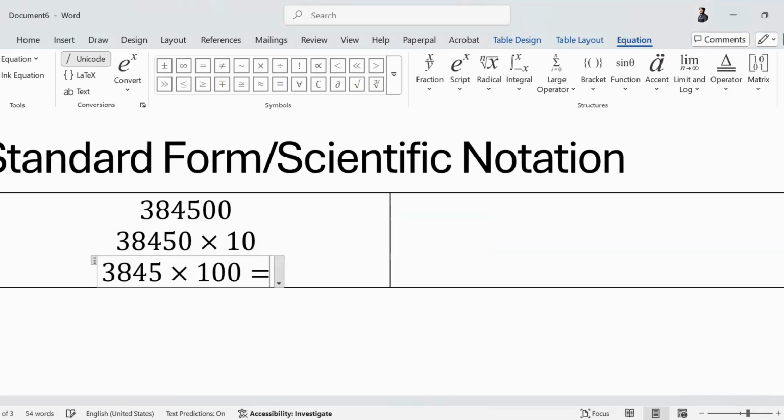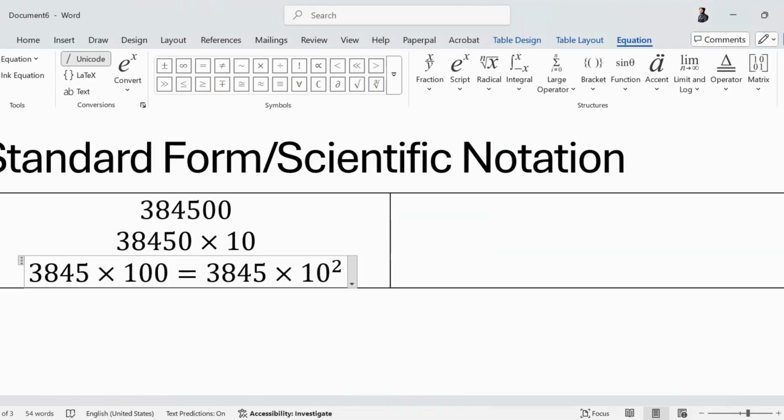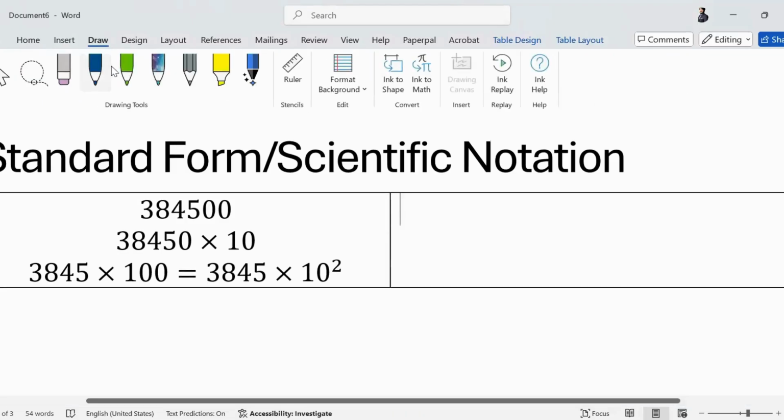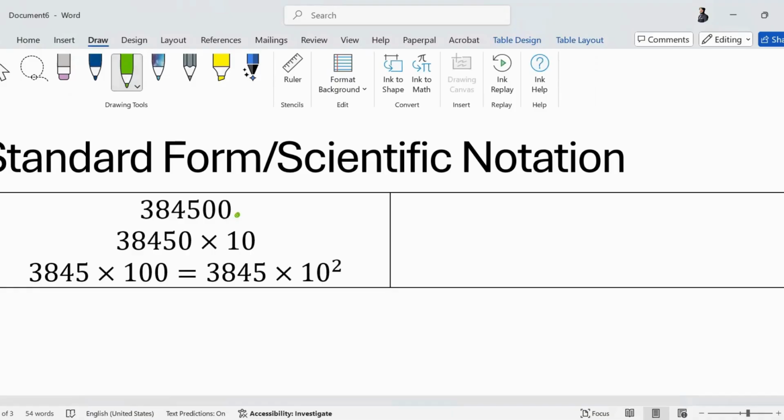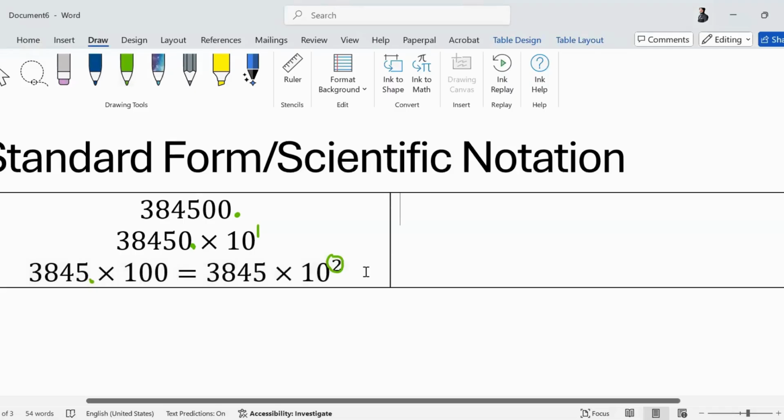Now this one, can I write it like this? 3845. Still the same number, written in a different form. Now observe closely. Where is the decimal initially? Initially the decimal is at the very end. I have moved the decimal to the left. It comes over here and I get 10 to the power 1. I move it again more to the left and the power of 10 increases to 2. Do you see this?